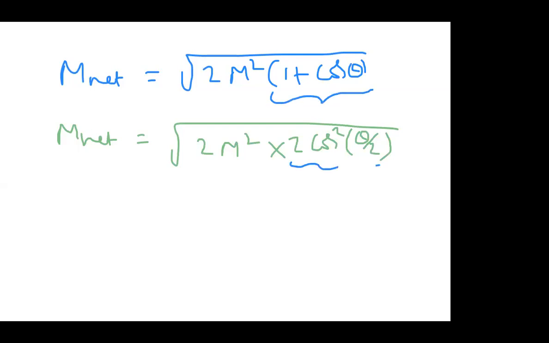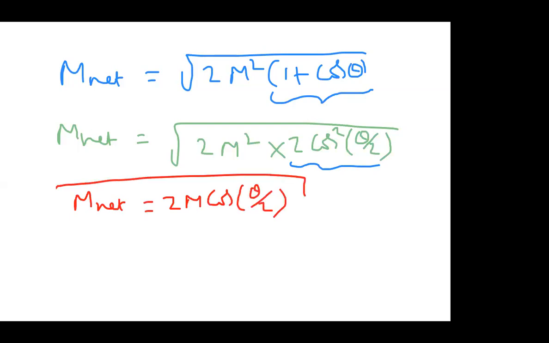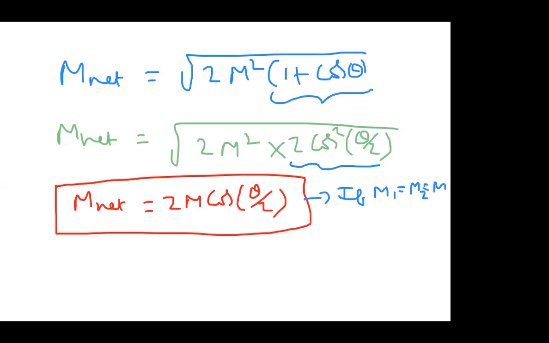So now what is the expression for m net? Finally we got m net as 2m cos theta by 2. This is the expression for net magnetic moment. This expression holds when m1 and m2 are equal and like poles touch, making an angle theta. M1, m2 are equal, m net is 2m cos theta by 2.